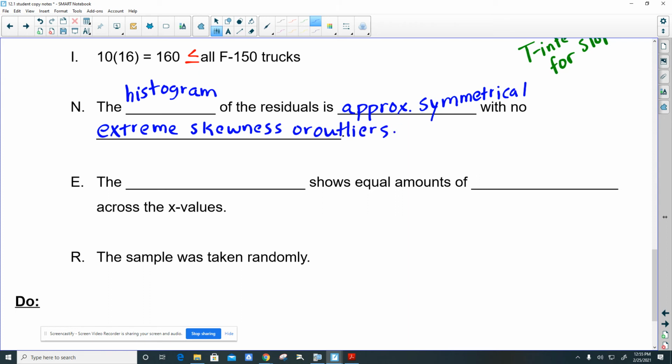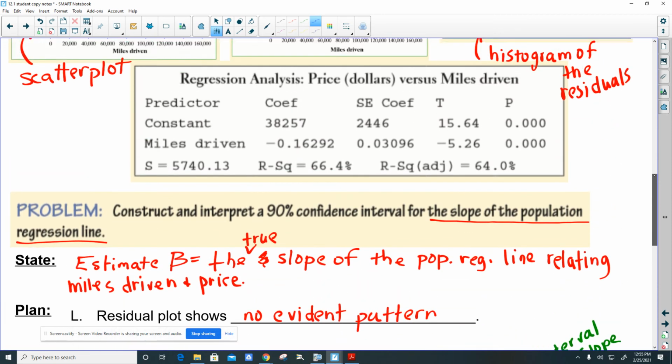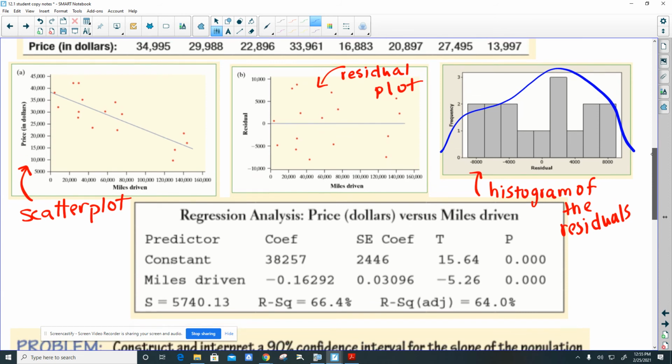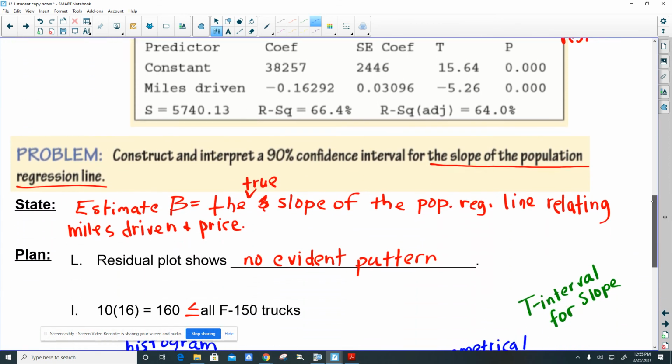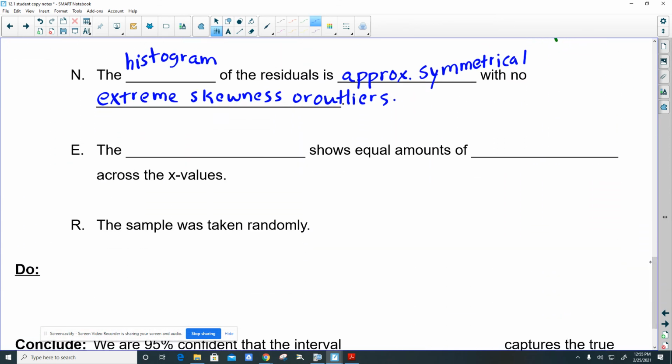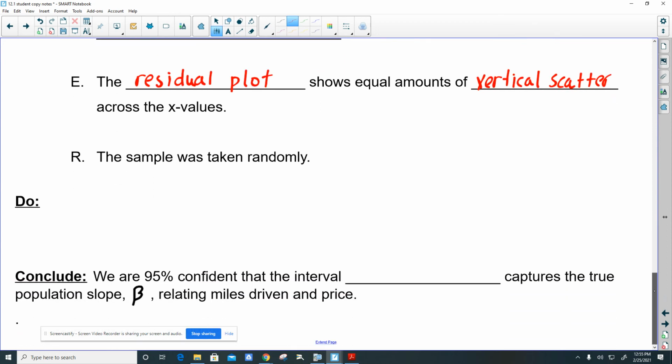Okay, the next condition is where we're looking for that equal variance. We're looking back at the residual plot, making sure we don't see any weird fanning out left to right or right to left. I'm not seeing that at all. It feels like those vertical distances are kind of equal here. So we're going to say that the residual plot shows equal amounts of vertical scatter across the x values. And then the R is that the sample was taken randomly.